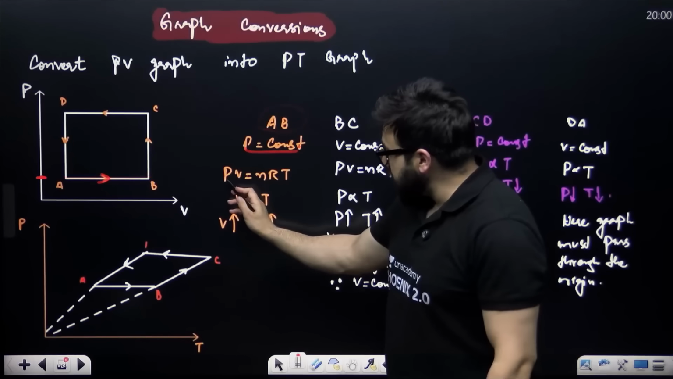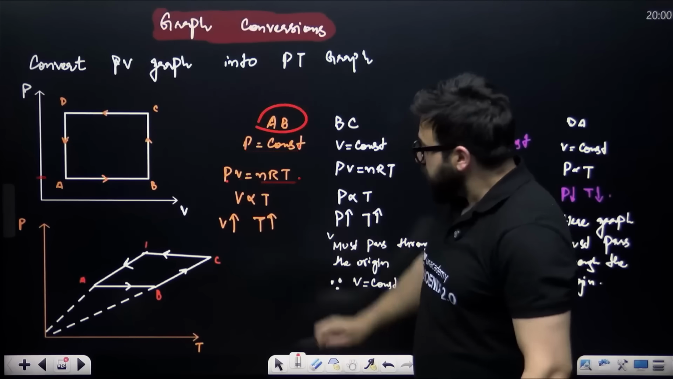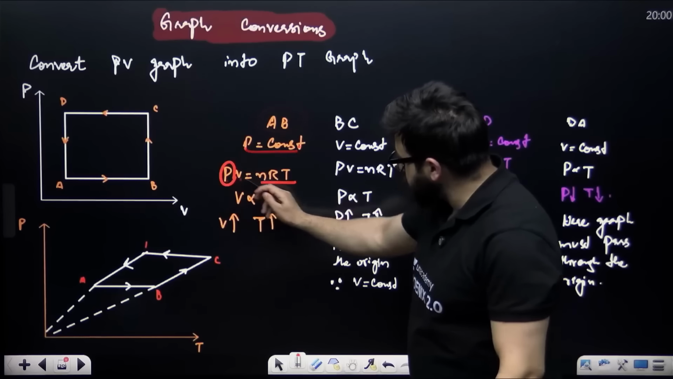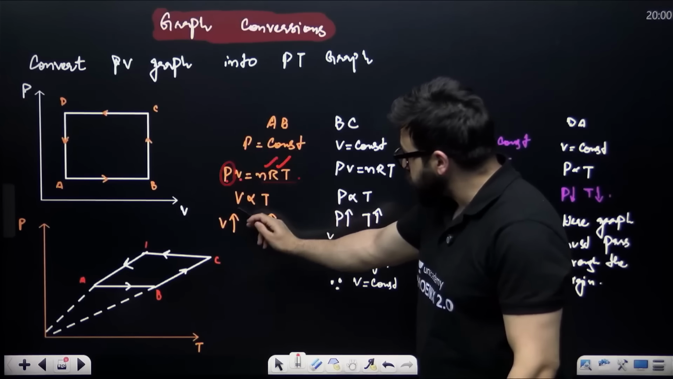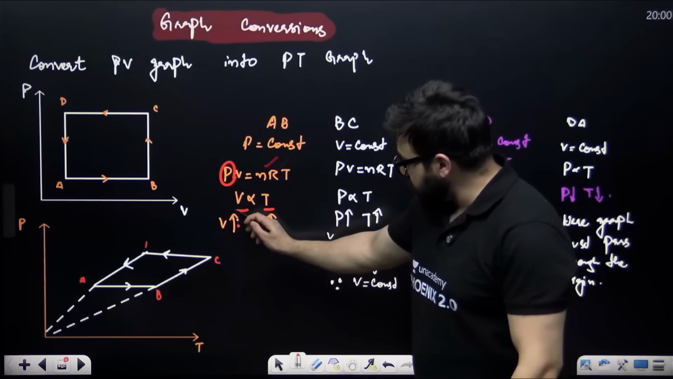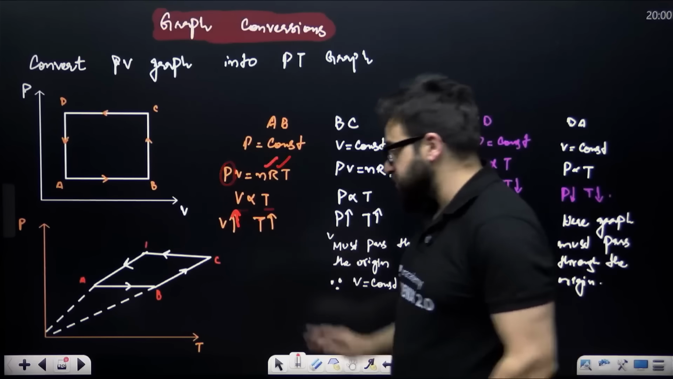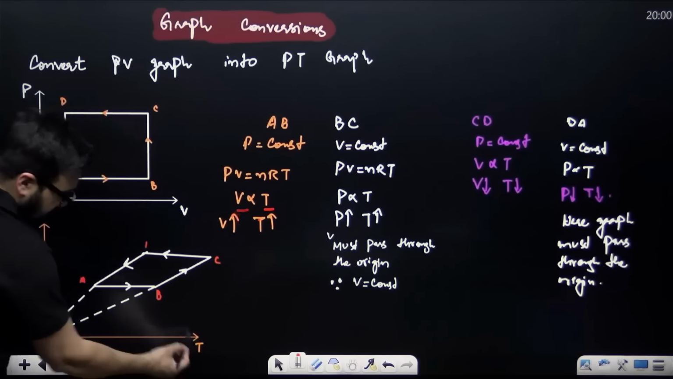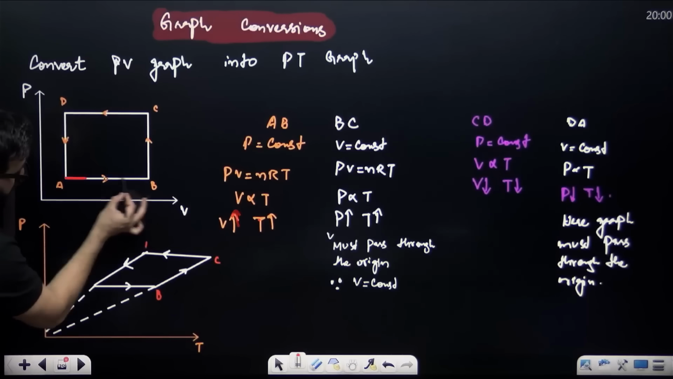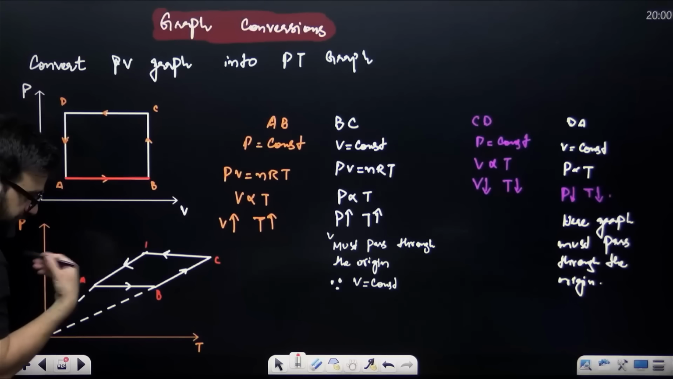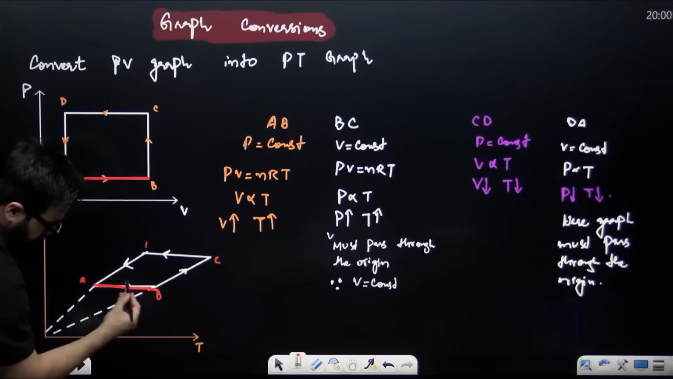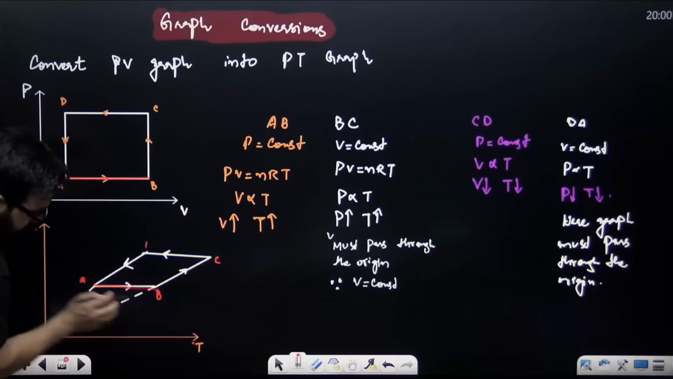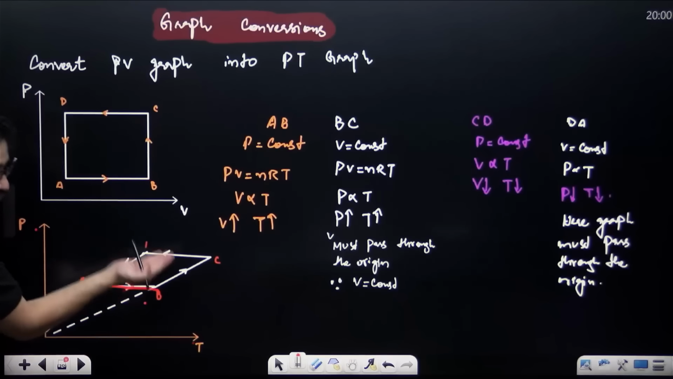We will apply the ideal gas equation, PV is equal to nRT. Now guys, in this particular case, P is constant, n is constant, R is constant. So V is proportional to T. So it means if V increases, temperature increases. Now see, it's a PT graph. If volume is increasing from here to here, then temperature must also increase. So this is going to be the AB graph in PT, because here in this case, temperature is also increasing.